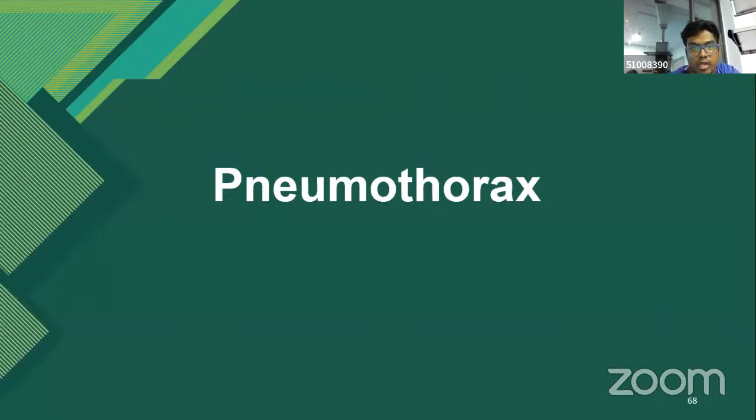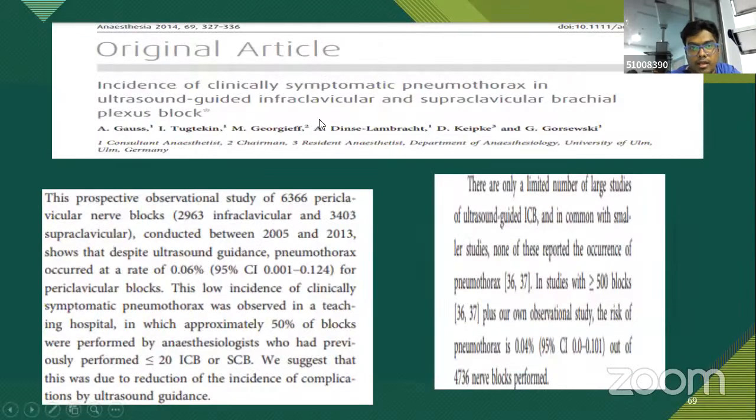Next is the pneumothorax. This is an article where they have given infraclavicular and supraclavicular brachial plexus blocks, and they studied between 2005 and 2013. Even with ultrasound guidance, the pneumothorax incidence has come down, but still they had 0.06%, which is just 4 patients, but still it is there.